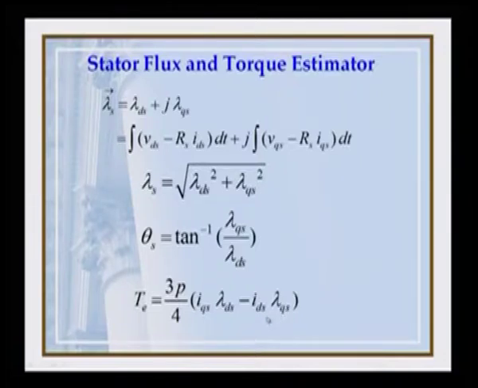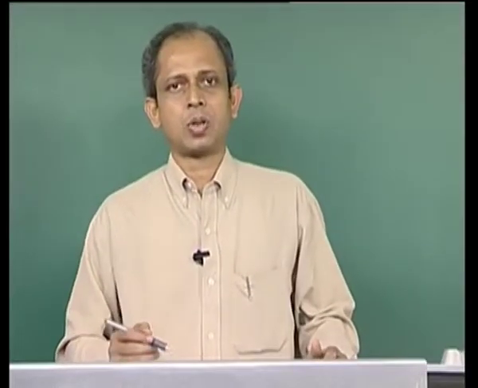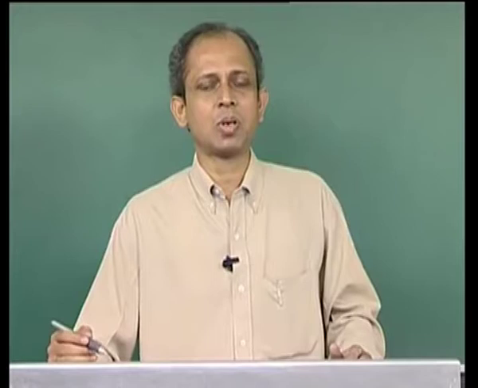So we can find out the magnitude of the flux linkage, that is lambda s, also the magnitude of the torque. So these are basically used for feeding back the values for control. We have a flux controller, we also have a torque controller. So we compare the reference values with the actual values, and the actual values are estimated using the estimator. And from theta s we can find out in which sector the flux vector is lying.